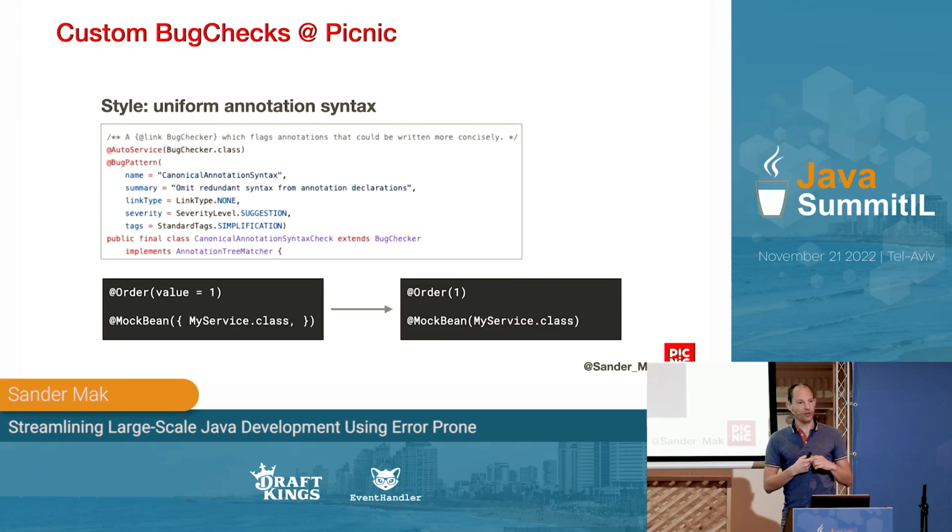Another way where you can also use bug checks is to enforce a bit more of a uniform code style. So for example, if you would have an annotation with just a single value and you use the value equals syntax rather than just leaving it off, we would flag this. If you would have a list value inside of your annotation and only provide a single value, or even have a trailing comma in there, which you don't really like, these are things that we can also flag using custom bug checks.